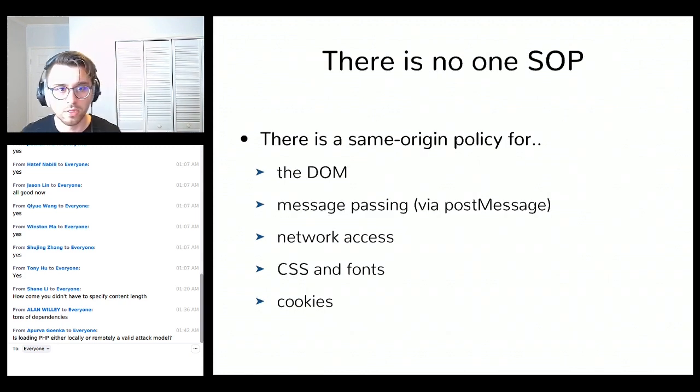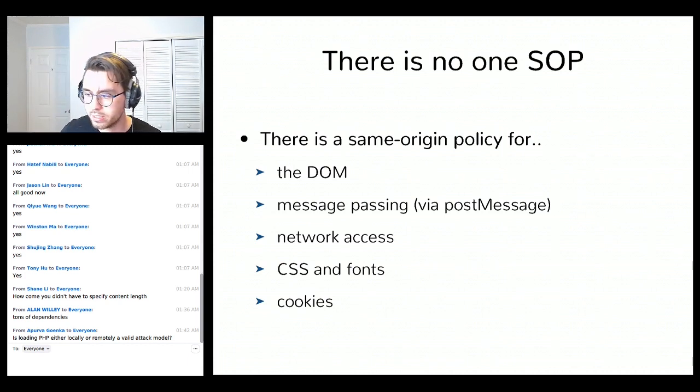Okay, now the reality is there is not one same origin policy. There are many same origin policies, but together we call them the same origin policy. There's a same origin policy for the DOM, so how you access the DOM of different pages. There's the same origin policy for talking between two iframes, for example, message passing. This is done using the postMessage API. There are restrictions on who's allowed to see messages when you send them over, depending on how you use this particular API. There's the same origin policy for network access.